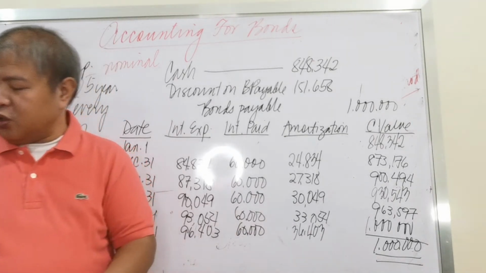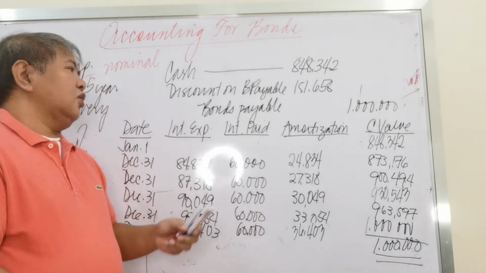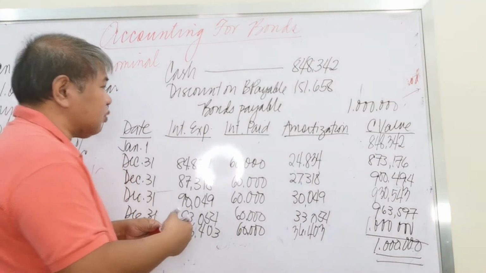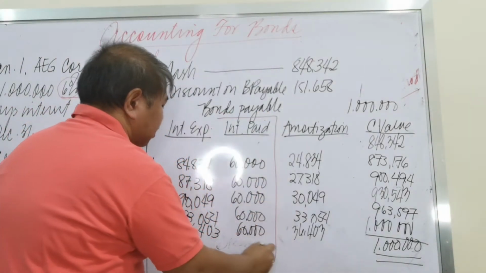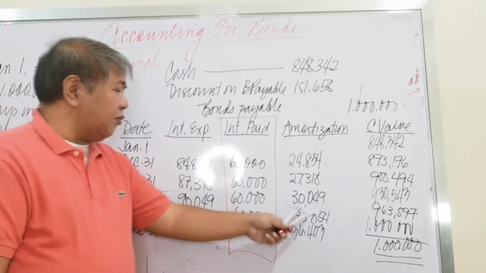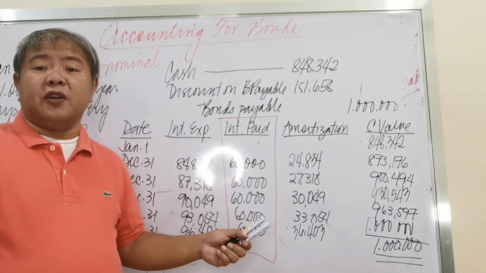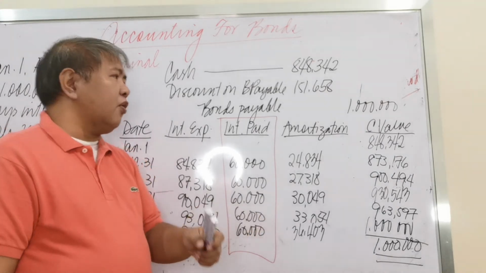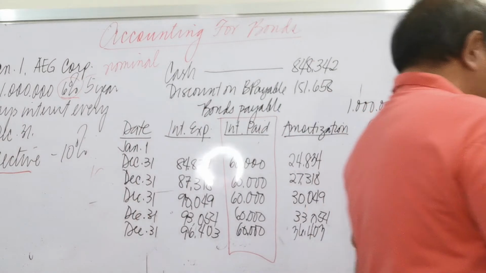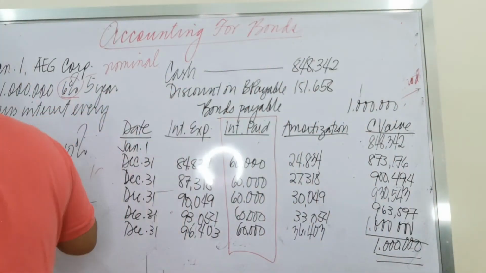So what are we going to do? Every December 31st, the company will have to prepare two entries. One is to recognize the payment of the interest, which is actually this one. So this is the amount of interest that they will have to pay. And then recognize the amortization every December 31st, again through interest expense. So what will be the entry on every December 31st? Let us just write it on this side.